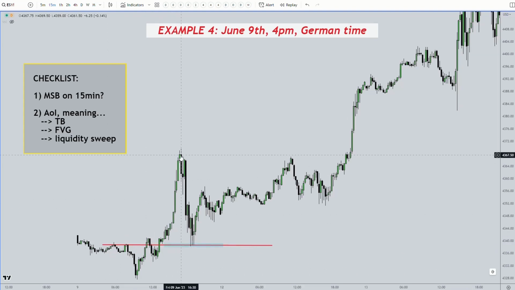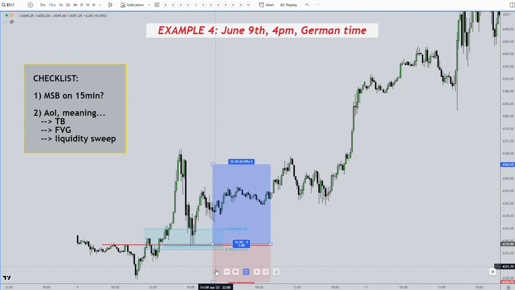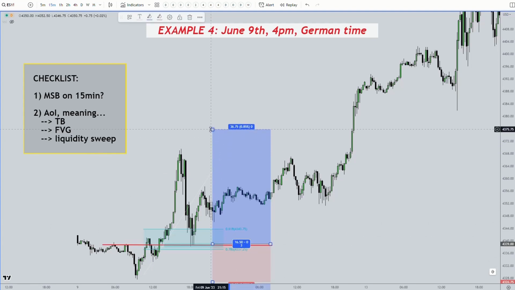Clear displacement, obviously, then return to a fair value gap within, yes, you guessed it, a target box. So obviously you could have set your trades, stop underneath the low. 2R wouldn't have been a problem. 3R wouldn't have been a problem either.